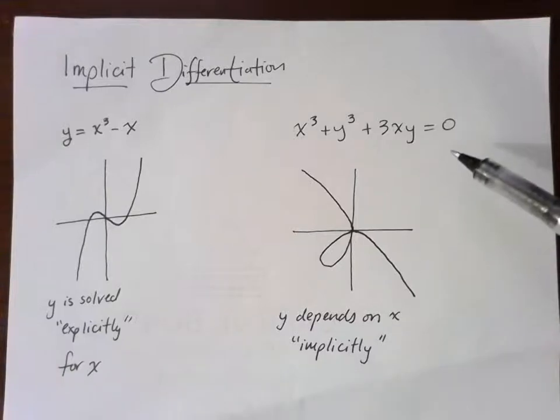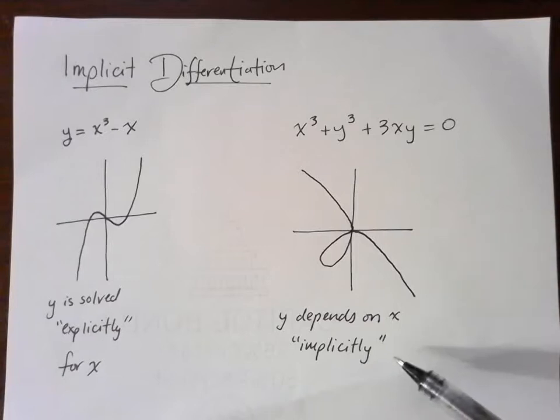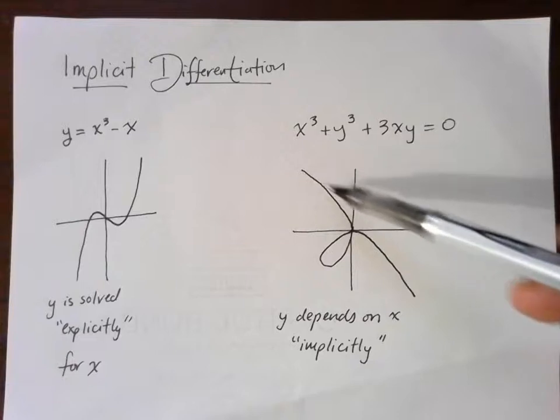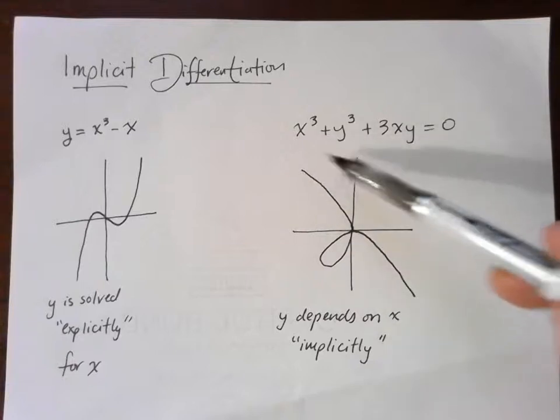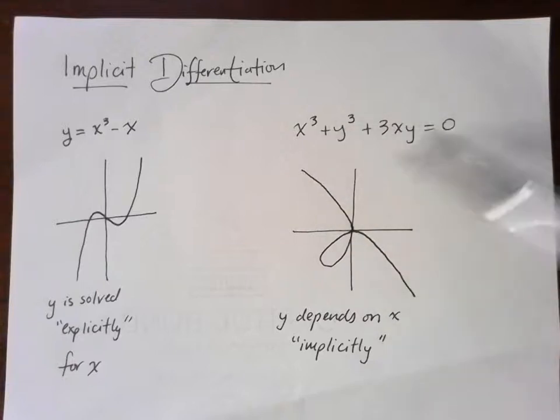In this equation here, y depends upon x implicitly, and that's the phrase that is used. And all that means is that if you look at the graph of this curve here, and there's no reason you would know that this equation has this graph. I just looked it up online. It's kind of a pretty looking graph.